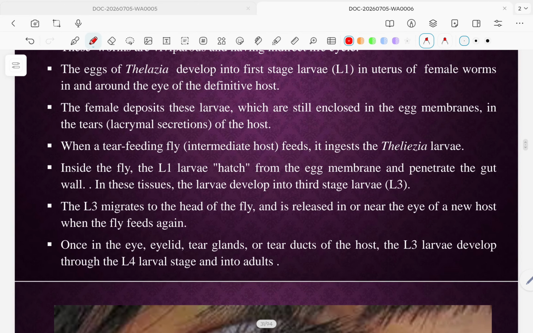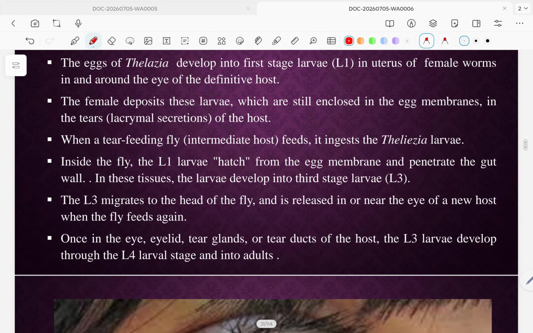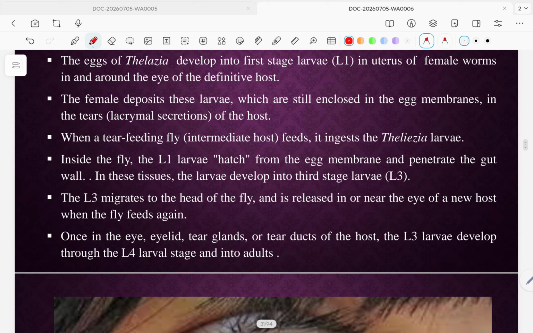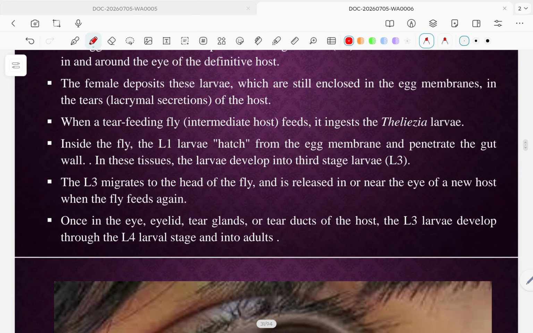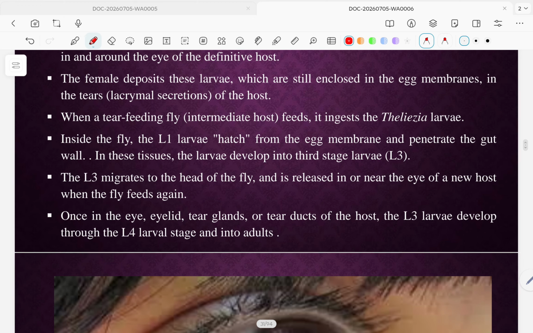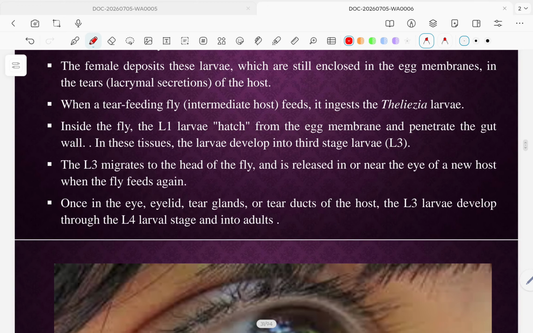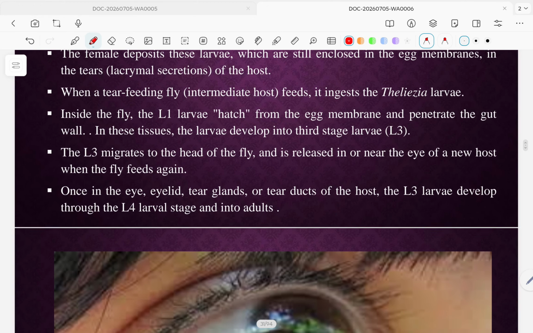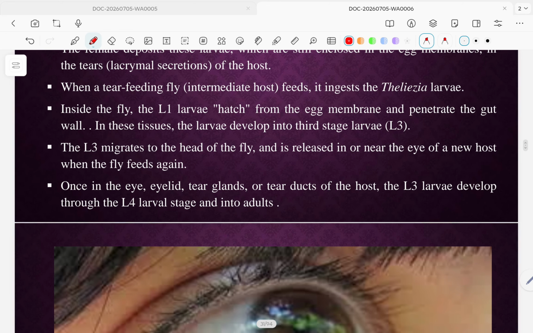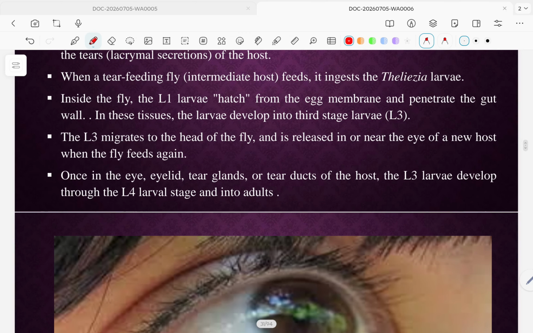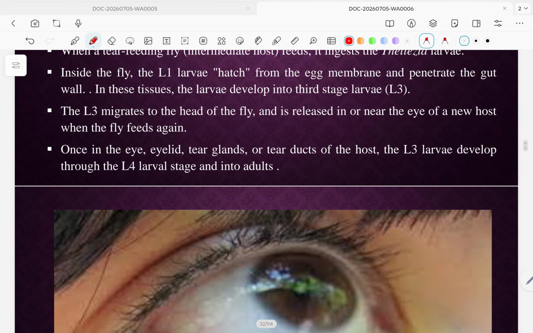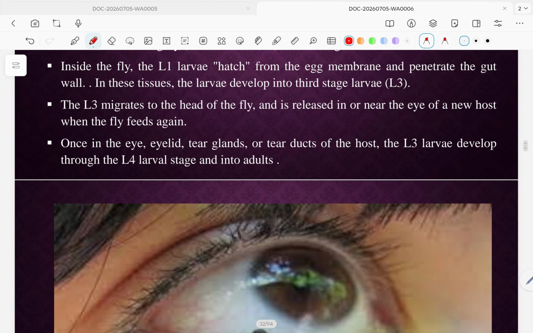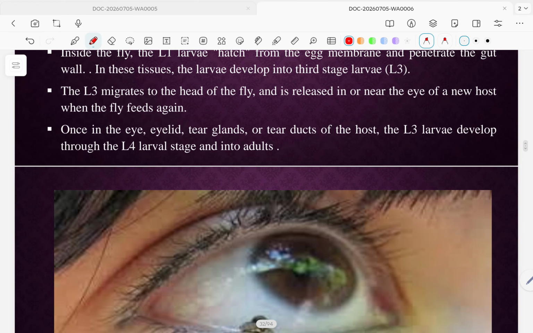When a tear-feeding fly, the intermediate host, feeds, it ingests the Thelazia larvae. Inside the fly, the L1 larvae hatch from the egg membrane and penetrate the gut wall. In this tissue, the larvae develop into third stage larvae, L3. L3 migrate to the head of the fly and are released in or near the eye of a new host when the fly feeds again.